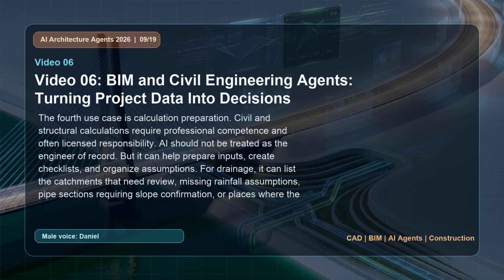But it can help prepare inputs, create checklists, and organize assumptions. For drainage, it can list the catchments that need review, missing rainfall assumptions, pipe sections requiring slope confirmation, or places where the units may be inconsistent. For structures, it can help organize load cases, material assumptions, and drawing references for human review.